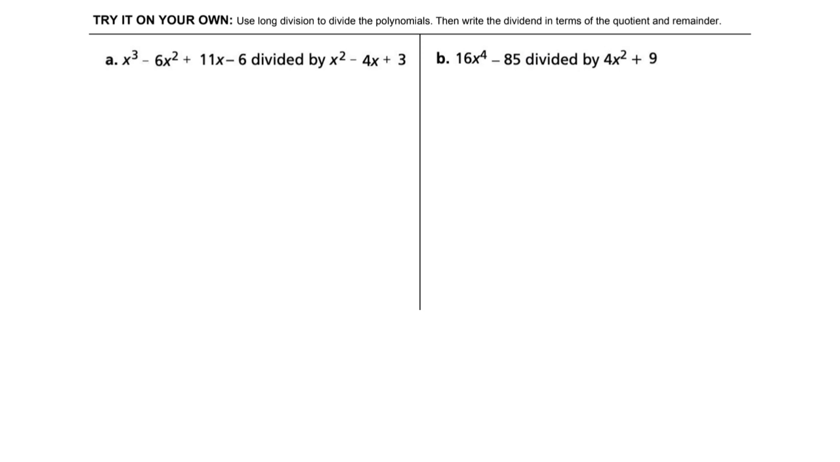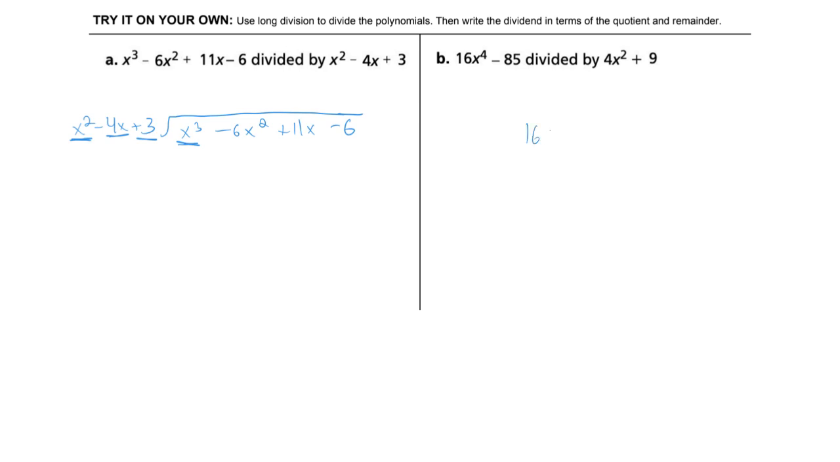All right, so what I want you to do is try these ones on your own. So I'll kind of set it up. x cubed minus 6x squared plus 11x minus 6. We don't have to write in any zeros because we have all the terms. And now this one you're dividing by 3 terms. So make sure you're trying to find out what times x squared gives you x cubed, and then you need to multiply all 3 terms by that term.